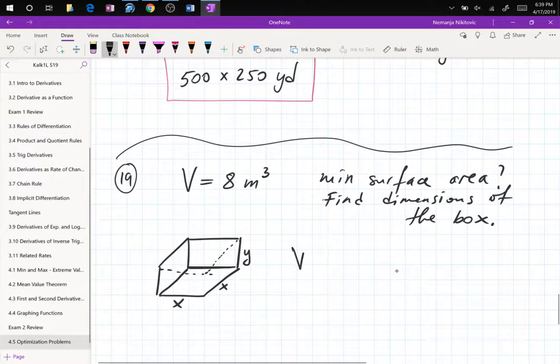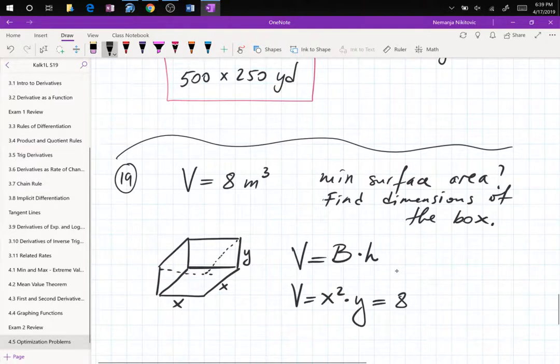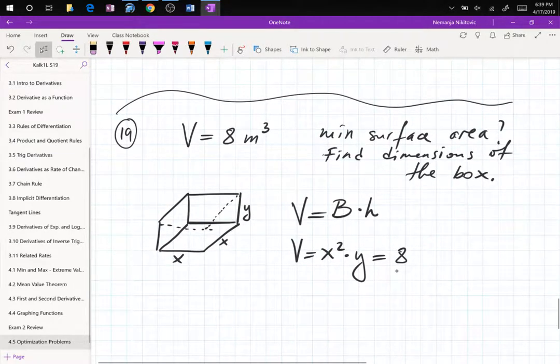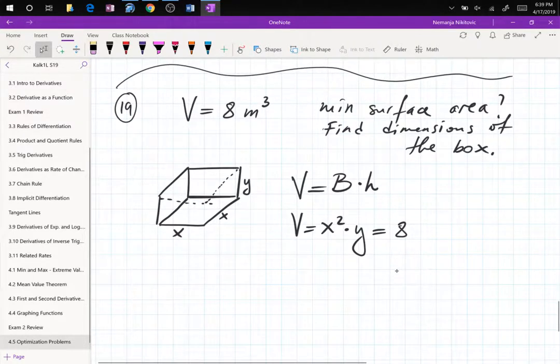So we know that the volume is area of the base times the height. So volume is x squared, which is area of the base, it's a square base, times the height, which is y. And that needs to be 8. Hello, constraint, right? X squared y equals 8 is a constraint.